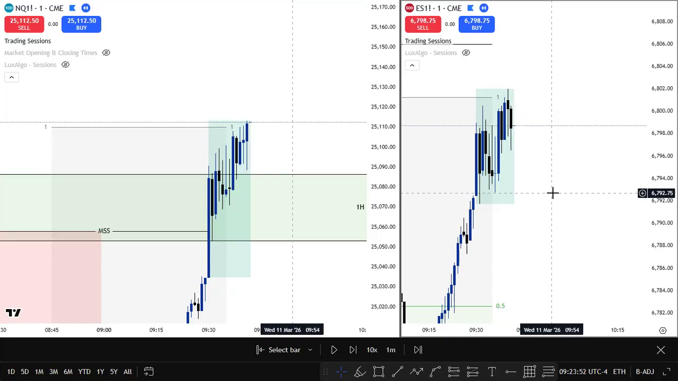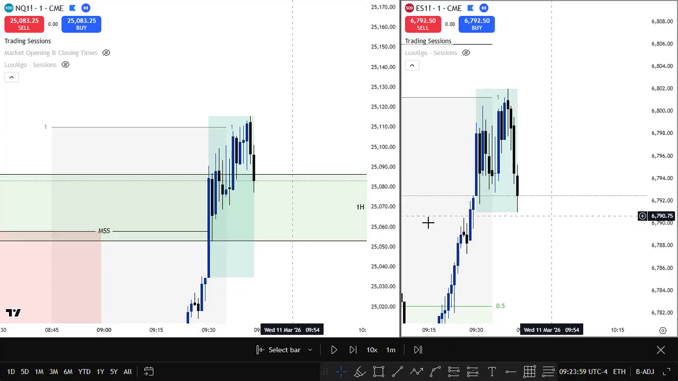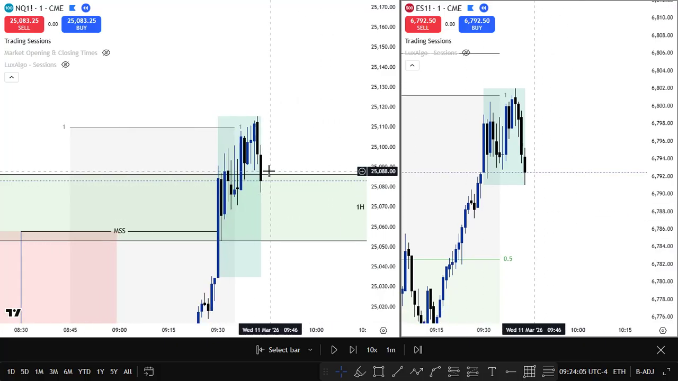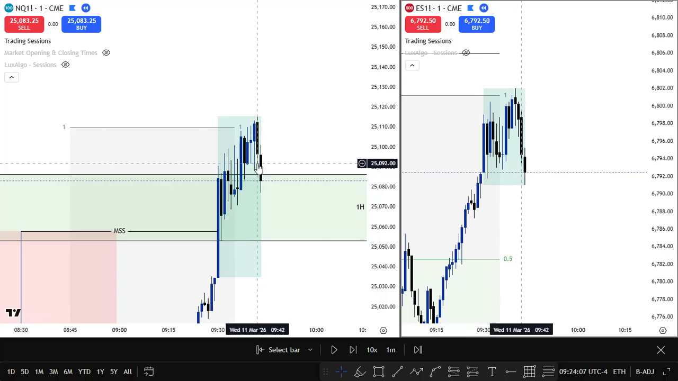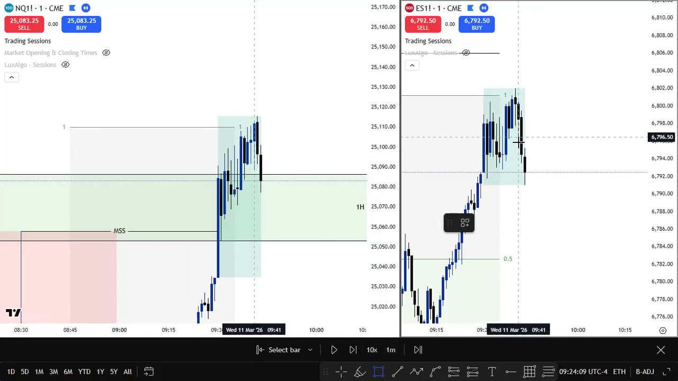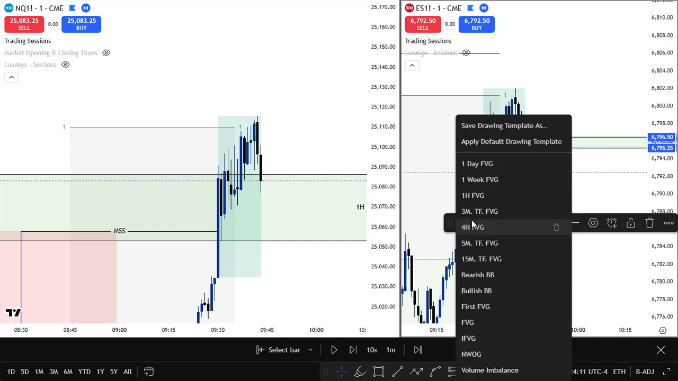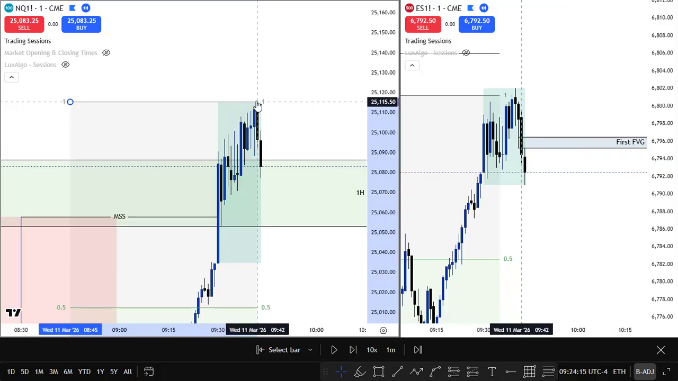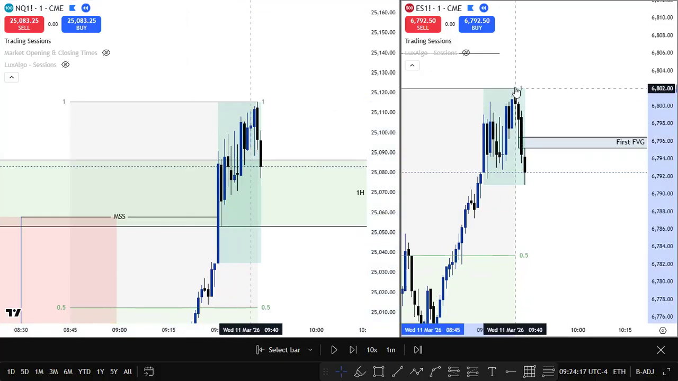Price keeps going higher, a little bit not in sync. Okay, here is the push. I know that I still don't have first presented fair value gap on Nasdaq, but I have it on ES. In my opinion, at this point there is a chance that price will more likely push lower till the 50% zone.